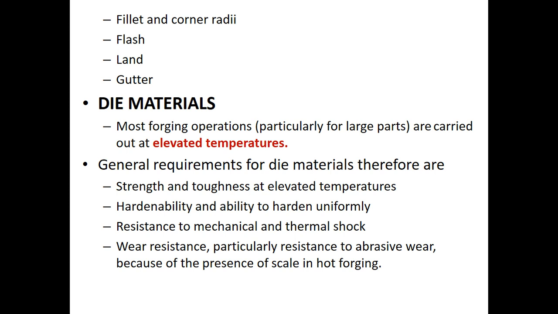So let's see in this context what are the general requirements for die materials. One is the strength and toughness at elevated temperatures. The material should exhibit very good tensile strength, impact strength, flexural strength properties, and of course, the toughness at elevated temperatures. The second point would be the hardenability and the ability to harden uniformly. The third point would be the resistance to mechanical and thermal shock, resistance to impact loads, and the last point would be the wear resistance, particularly resistance to abrasive wear because of the presence of scale in hot forging.